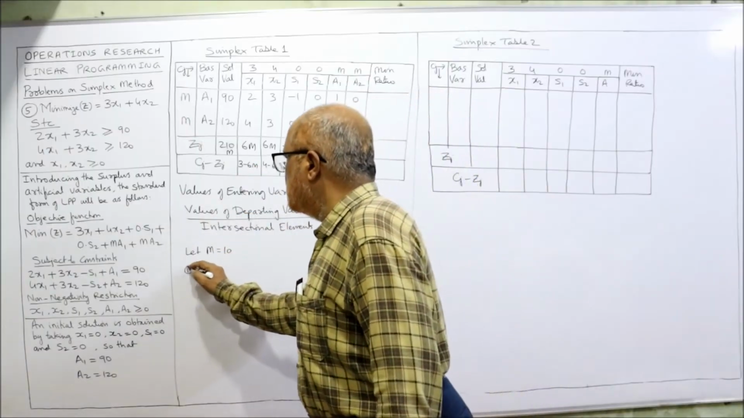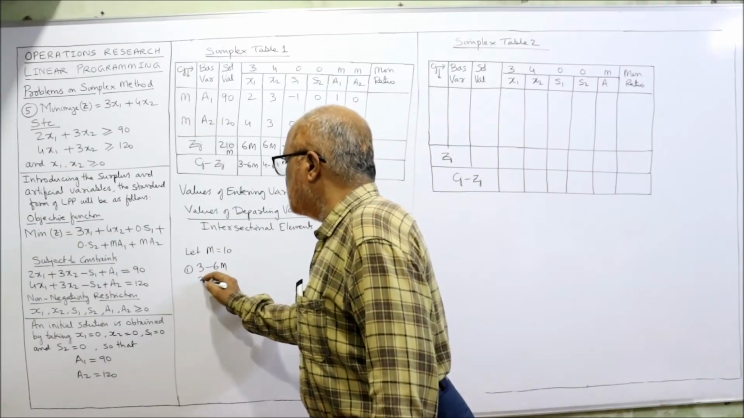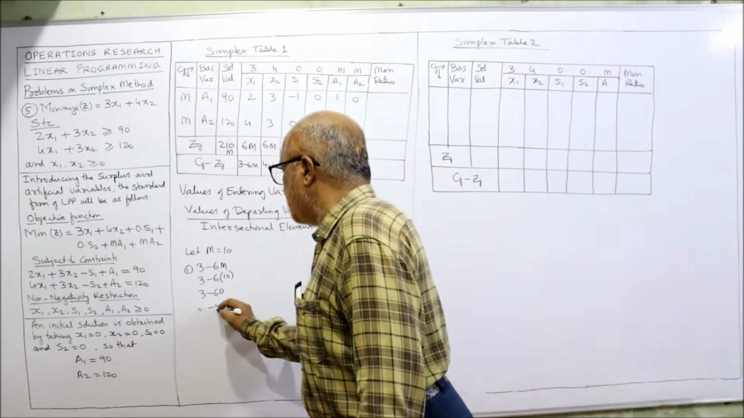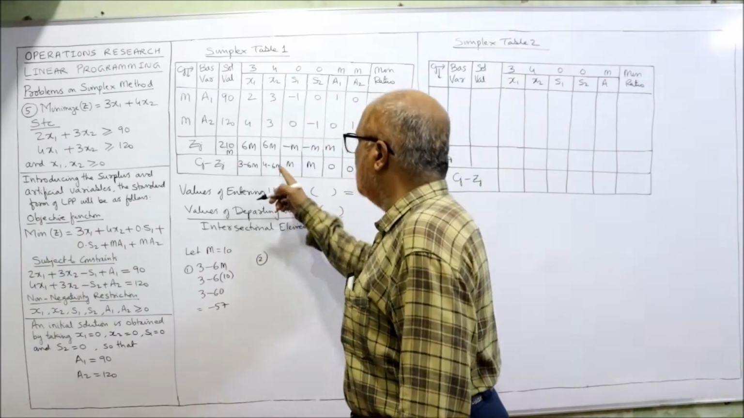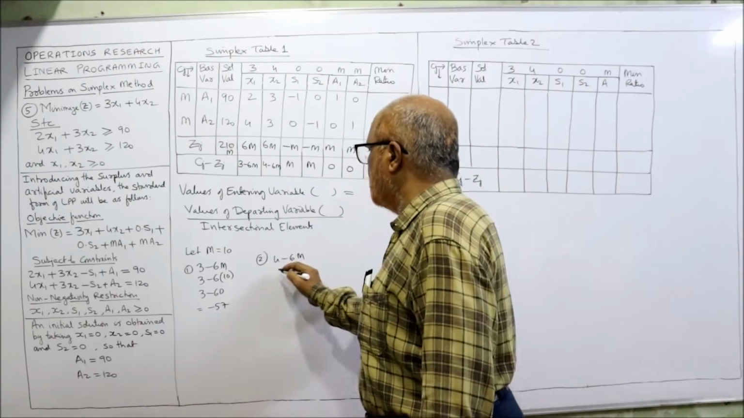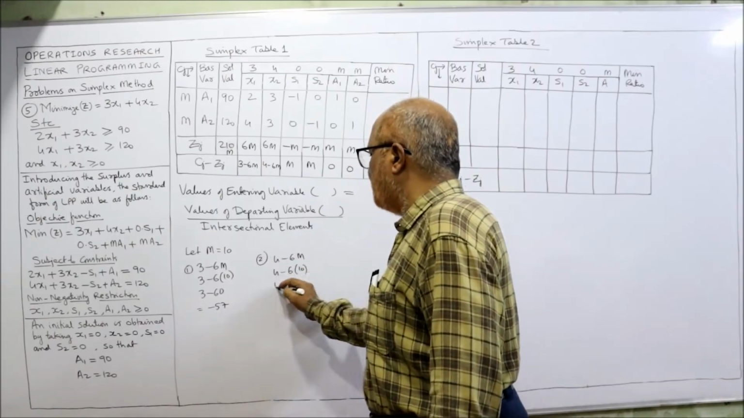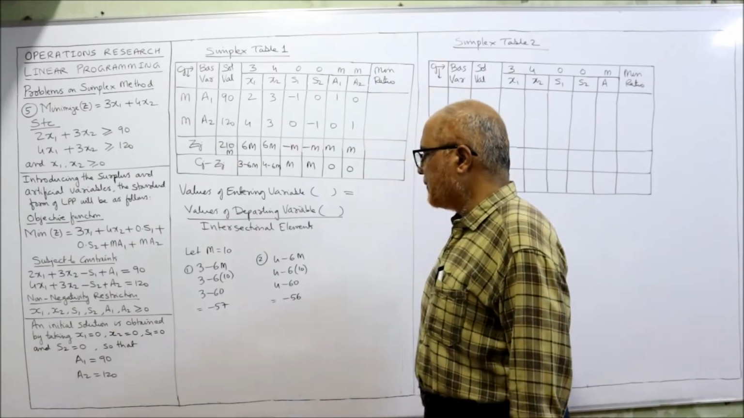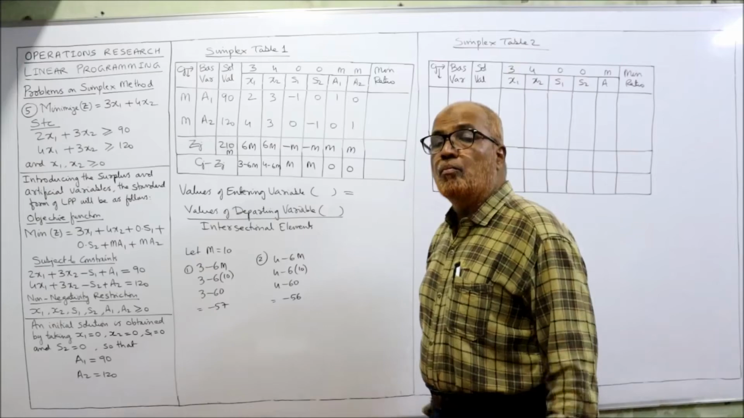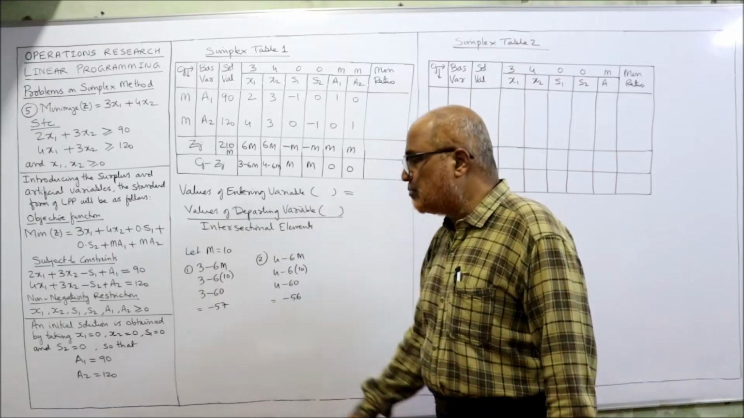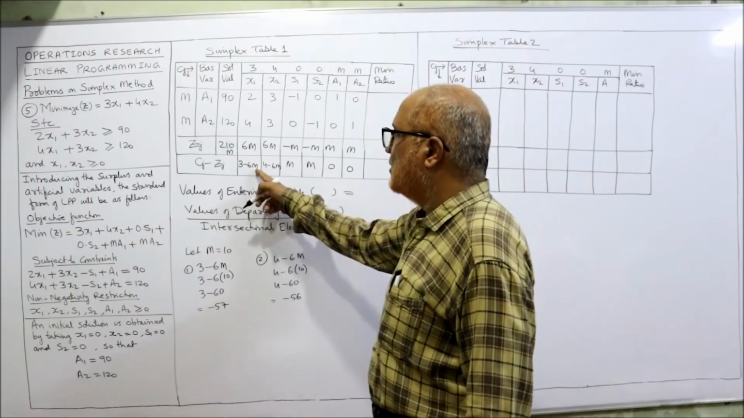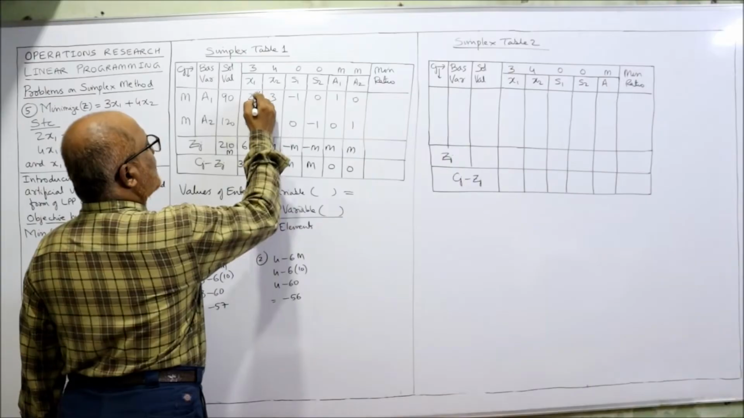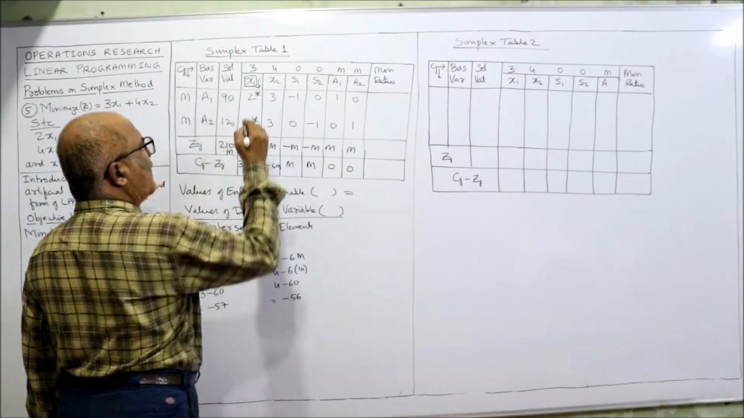So first is 3 minus 6m. So 3 minus 6 into 10, 3 minus 60, is equal to minus 57. Second one, 4 minus 6m. So 4 minus 6 into 10, 4 minus 60, is equal to minus 56. Whichever is most negative, the most negative is minus 57. That means this one. So this is the entering variable in the next iteration. In the next table, x1 will enter.